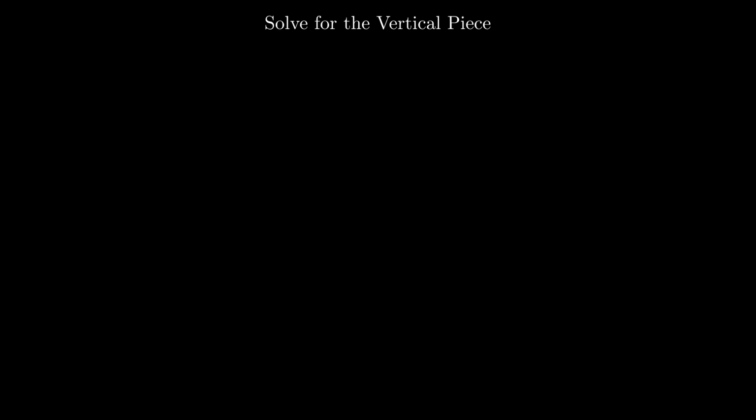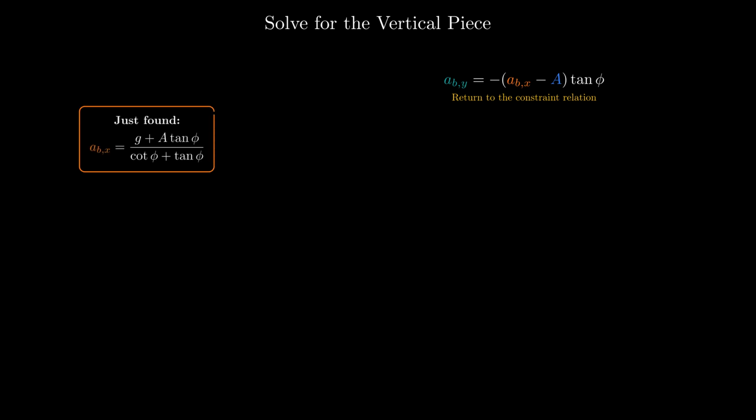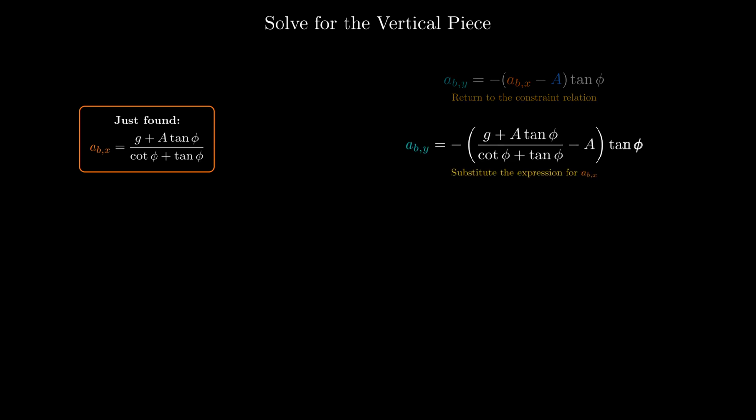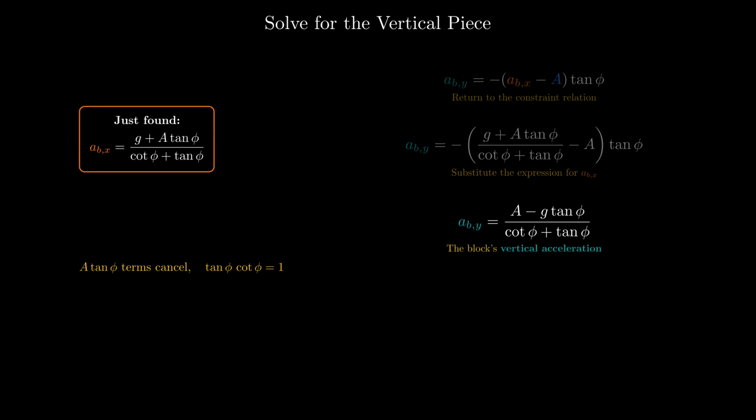Feed that back into the constraint to get the vertical piece. Recall a sub by equals minus the quantity a sub bx minus capital A times tangent of phi. Drop in the expression we just found for a sub bx. Put terms over the common denominator, cotangent of phi plus tangent of phi. Inside, the capital A times tangent of phi terms cancel, and the leftover A cotangent term meets tangent to give 1. After the dust settles, a sub by equals capital A minus g times tangent of phi, all over cotangent of phi plus tangent of phi.